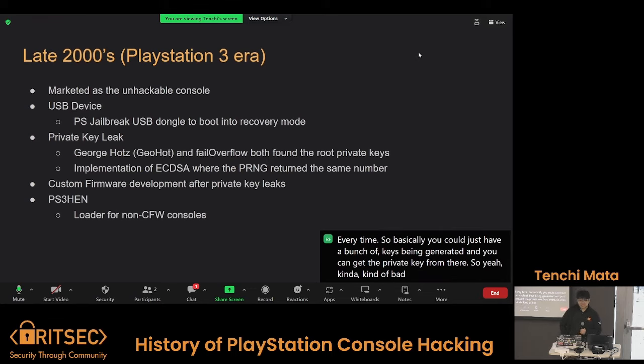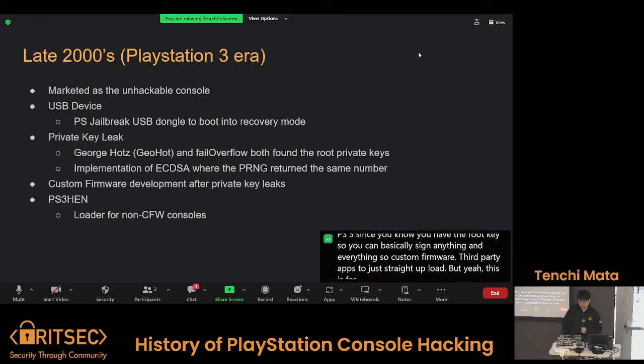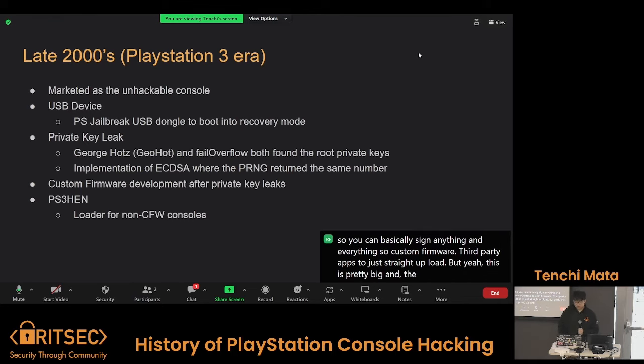And so this led to a lot of homebrewing attempts for the PS3, since you have the root key, so you can basically sign anything and everything. So custom firmware, third-party apps, to just straight up load. But yeah, this was pretty big in the early 2010s.